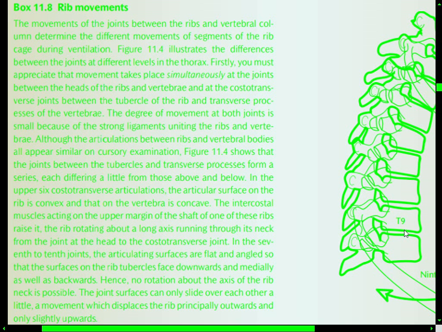Cursory examination means fast examination. If you take a look at the articulations between ribs and vertebral bodies, they appear similar. Although they appear similar on a cursory examination, this figure on the right shows that the joints between the tubercles and transverse processes form a series, each differing a little from those above and below.